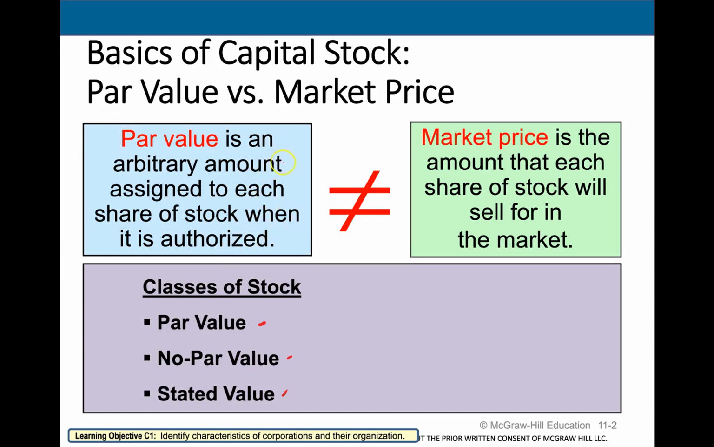Just know that par value is really an arbitrary amount that is assigned to each share of stock when it's authorized. And it's authorized when the company is first formed, and it's in the company's articles of incorporation. Par value is absolutely not the market price or the value of the share. It's really an arbitrary amount. What we have to know is that if a stock has a par value stated, the way we record it is different than if it had no par value.